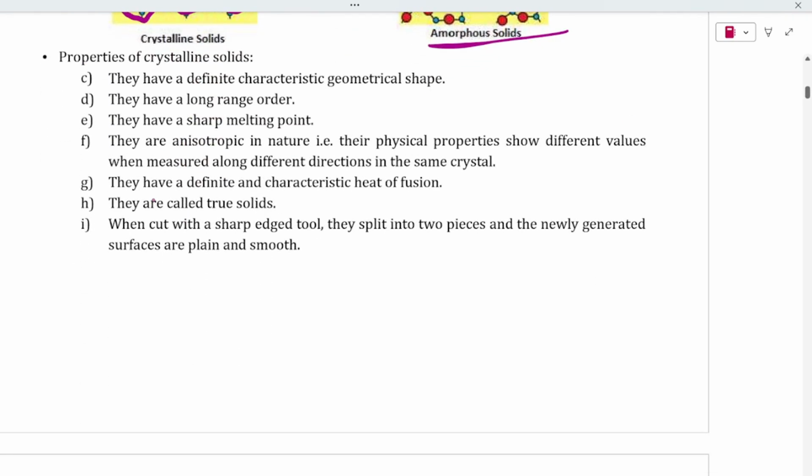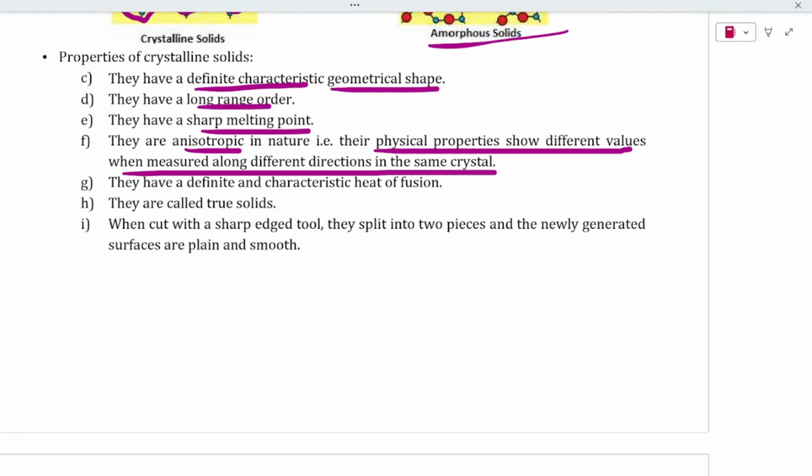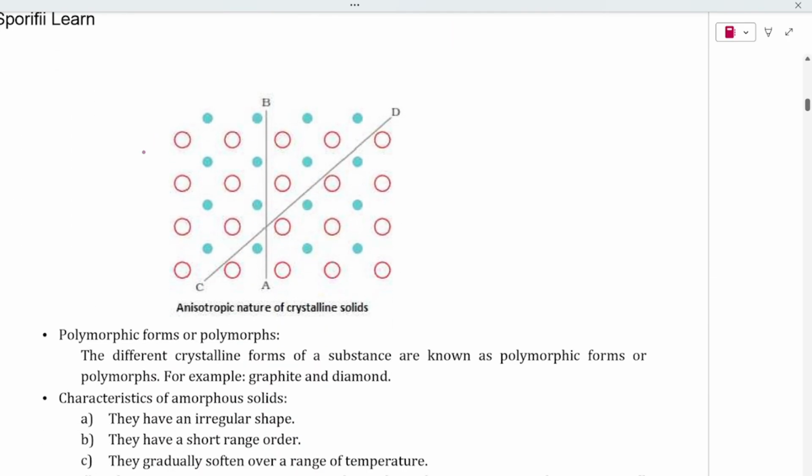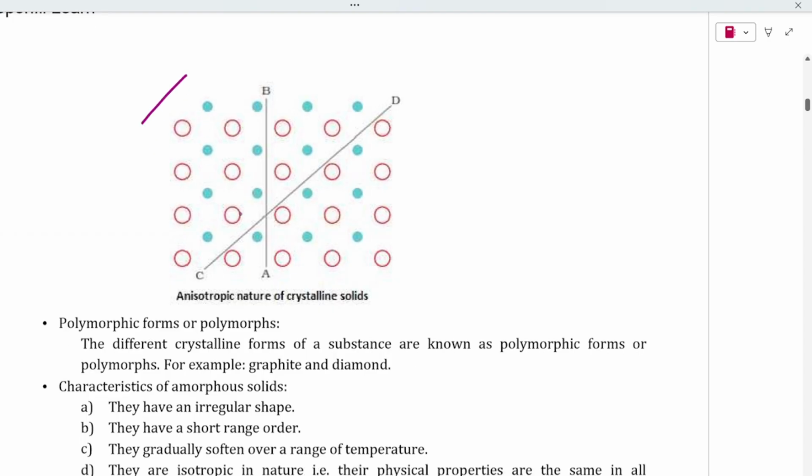Now let's see the properties. Crystalline solids have a definite characteristic geometrical shape, a long range order and a sharp melting point. They are anisotropic, that is, their physical properties show different values when measured along different directions in the same crystal. They have a definite and characteristic heat of fusion. They are called true solids. They have smooth plane surfaces. This is the structure of the crystalline solids.